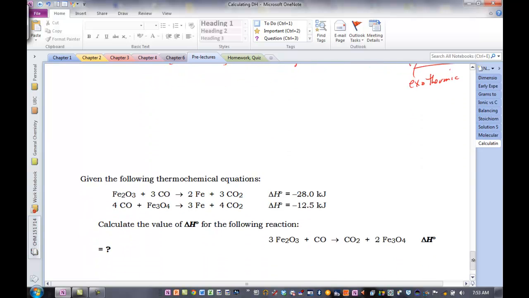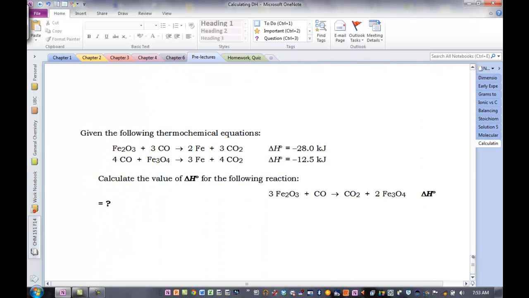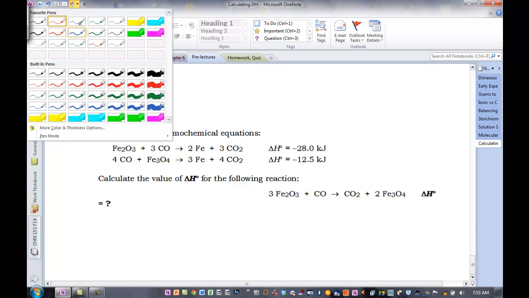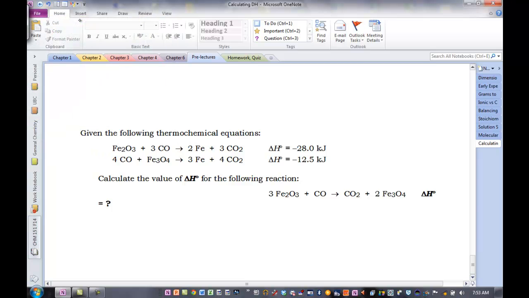All right, last calculation. This did not print out very well either when I copied it over from Word, but you get the idea. This is the one we want to find the delta H for. Can we take these two equations and arrange them somehow to add up to this? Again, it's kind of like a little puzzle.